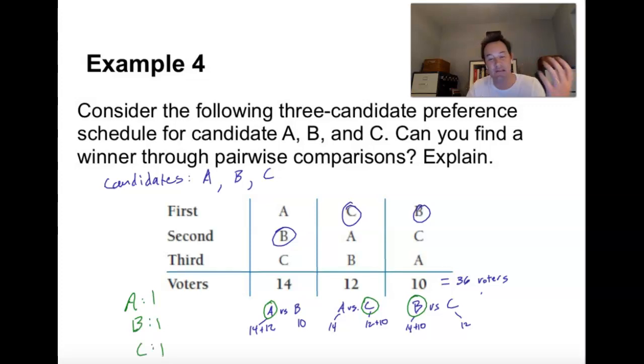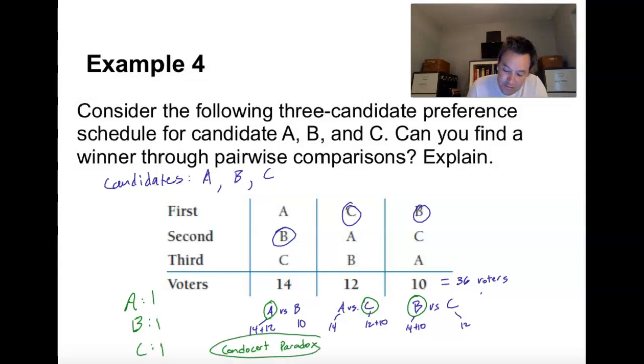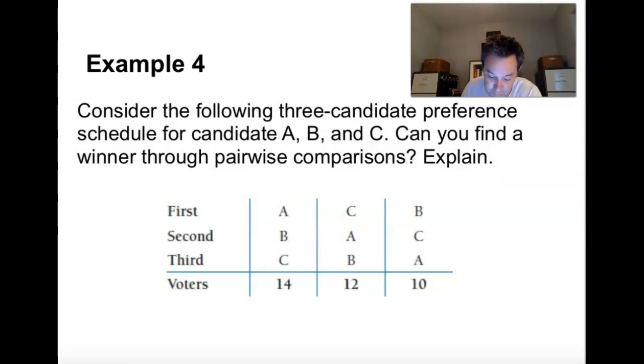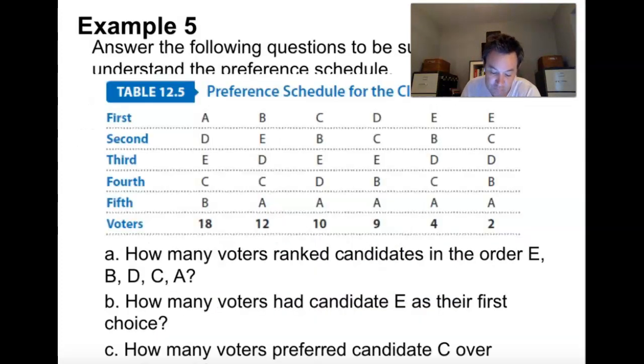So pairwise comparisons won't always decide an election, and this is called the Condorcet paradox. So the answer to their question is no. We can't find a winner through pairwise comparisons because they each win one of the head-to-head contests. And thus we have a situation involving the Condorcet paradox.